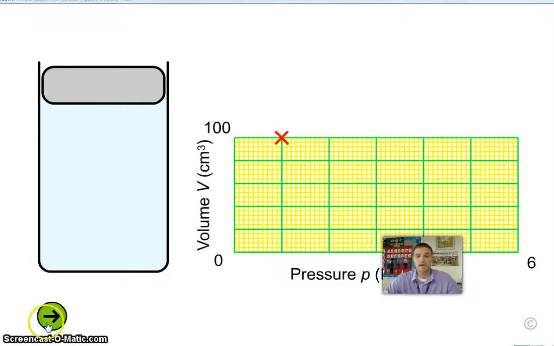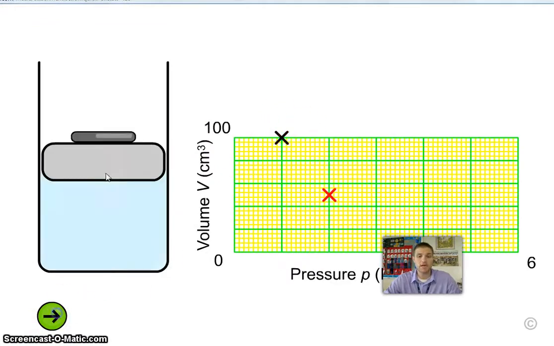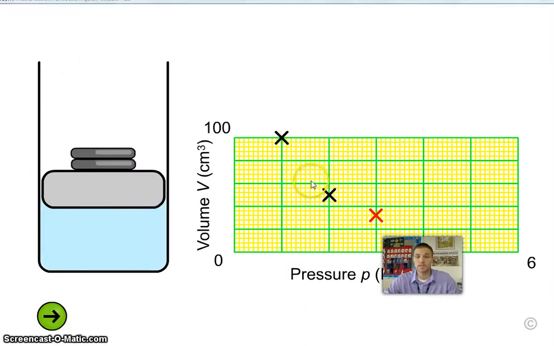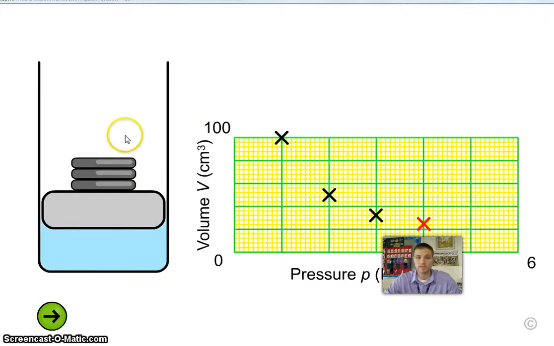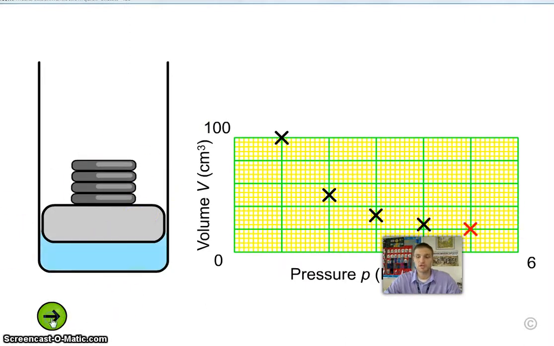If we look here, this X tells me what my volume is starting out with and what my pressure is. I'm going to add a weight. My pressure is increasing as my volume decreases. As my volume decreases again, my pressure increases. The volume increases again, then decreases, and my pressure increases, and so on and so forth.